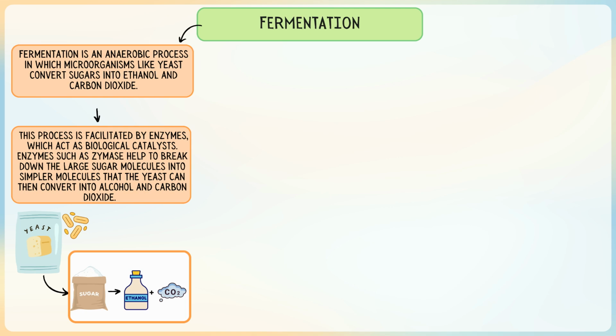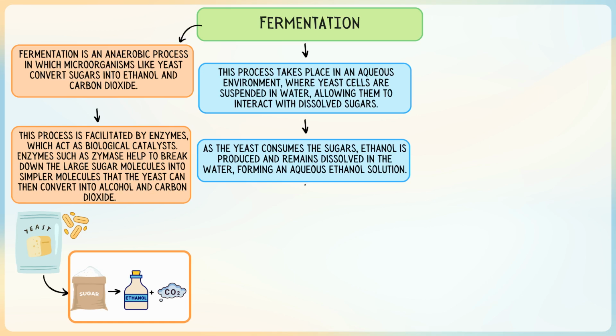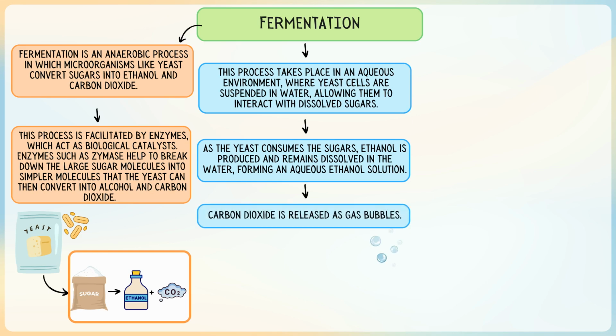In today's lesson, we delved into the concept of fermentation as a metabolic process where microorganisms like yeast convert sugars into alcohol and carbon dioxide. This process is facilitated by enzymes, which act as biological catalysts. We discussed how this process takes place in an aqueous environment, where yeast cells are suspended in water, allowing them to interact with dissolved sugars. As the yeast consumes the sugars, ethanol is produced and remains dissolved in the water, forming an aqueous ethanol solution, while carbon dioxide is released as gas bubbles.